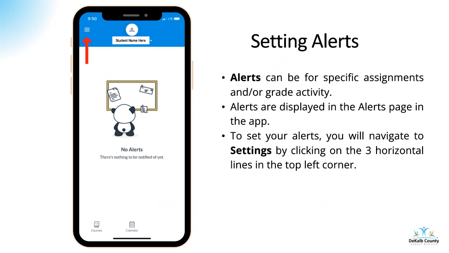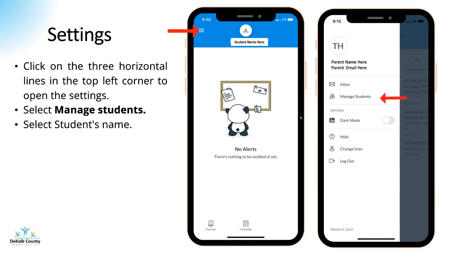Okay, to set your alerts, you're going to have to navigate to settings. And in order to do that, you want to click on those 3 horizontal lines that are in the top left corner, shown by the red arrow on the screen. Once you click on those 3 horizontal lines, the settings will open as you see on the second image. Then all you're going to do is select Manage Students and then select the student in which you would like to set some alerts for.